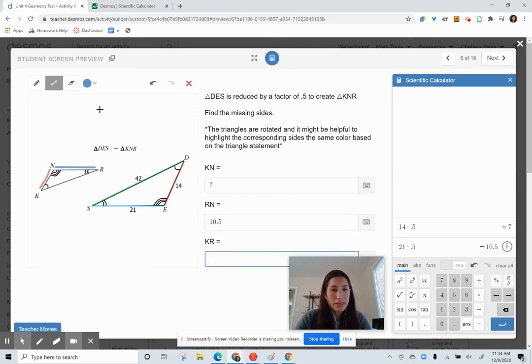And then our last side is the green side. That is matching up with side length DS. So these two sides are in the same relative position. So we could take 42 and we could multiply it with 0.5. And that's going to be 21.